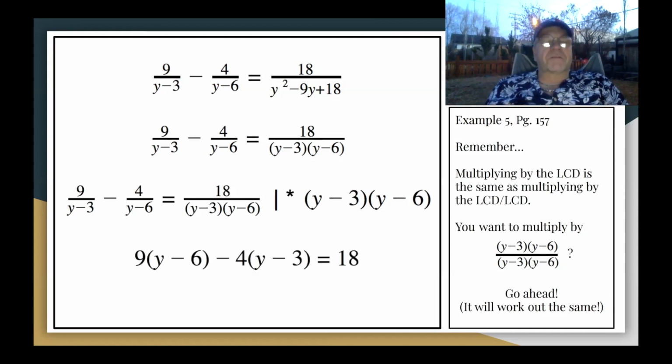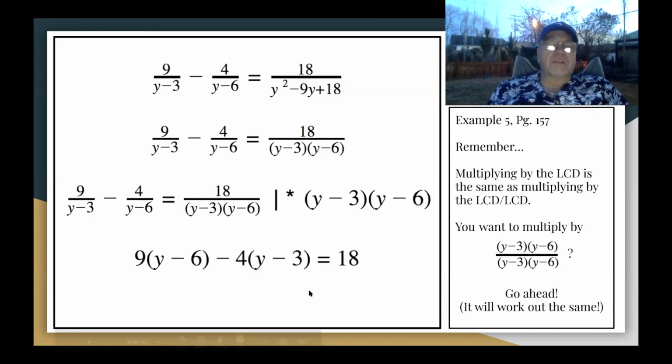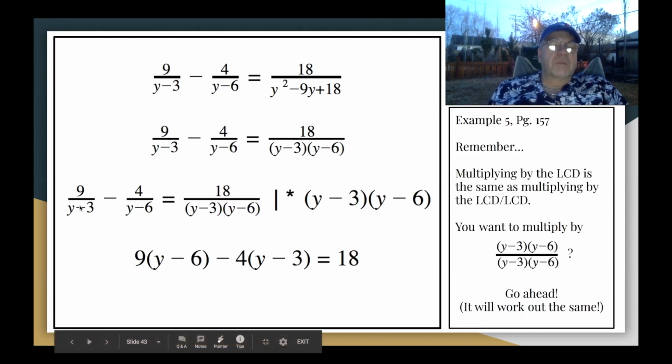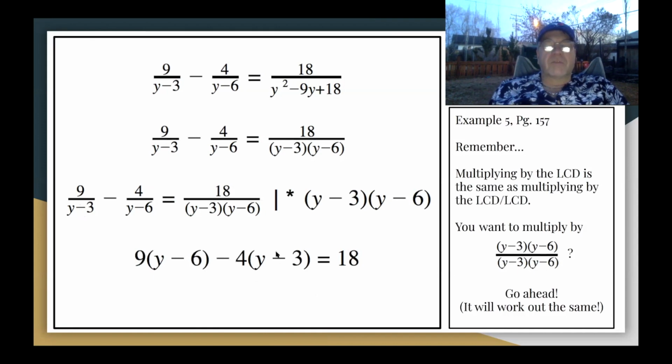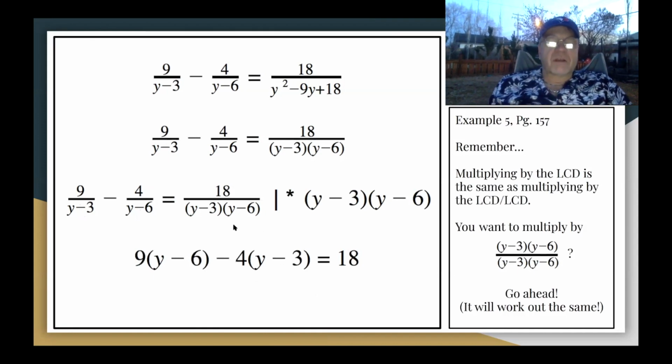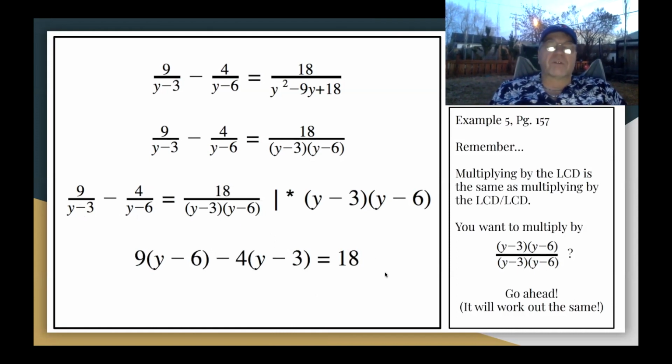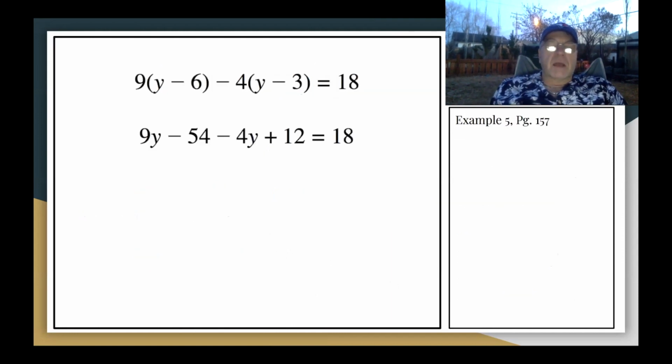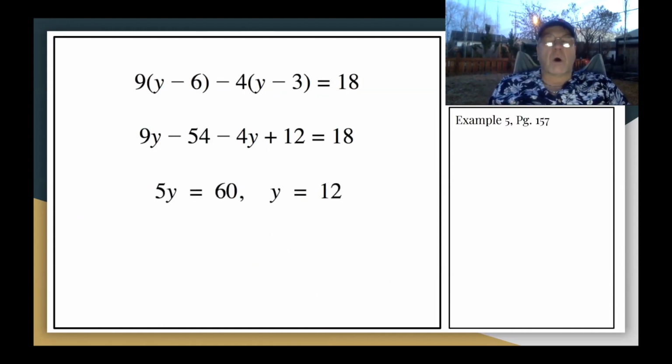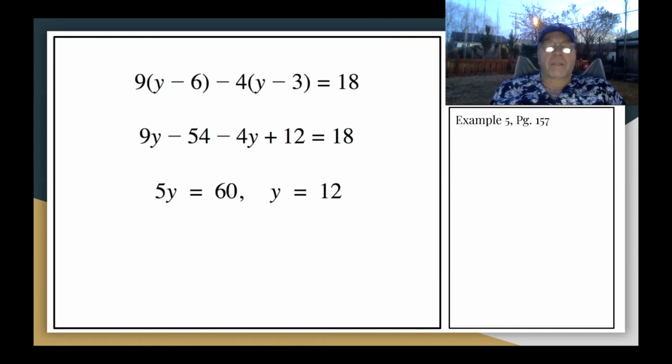So when we clear our fractions, we're left with 9 times the y minus 6, because the y minus 3 divides out, minus 4 times y over 3, y minus 3 because the y minus 6 divides out, and lonely 18 because both of these terms will divide out. Cool, let's expand and let's bring all of our common terms together. 5y is 60, y equals 12.